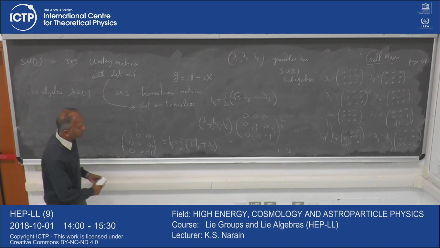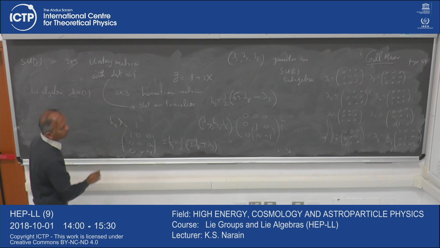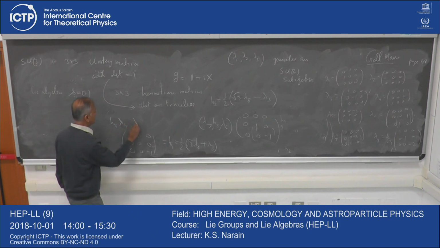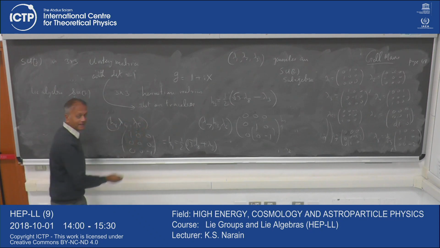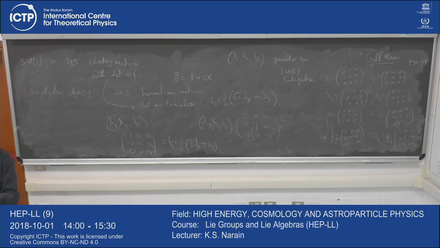And that H4, together with lambda 4 and lambda 5, will form another SU2 subalgebra, right? So you see there are lots of different SU2 subalgebras. But it's not that these different SU2 subalgebras commute with each other. They do not. Okay? So it's a rather complicated way of embedding these SU2 subalgebras inside SU3. But they don't commute with each other.